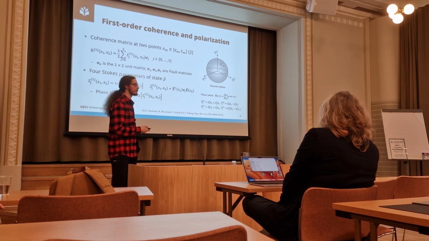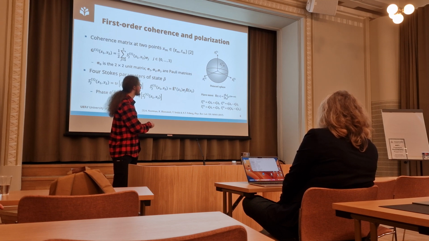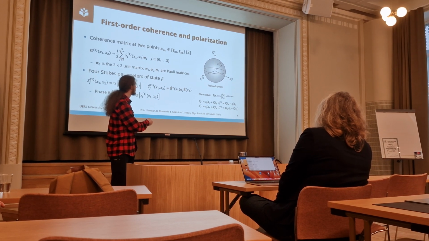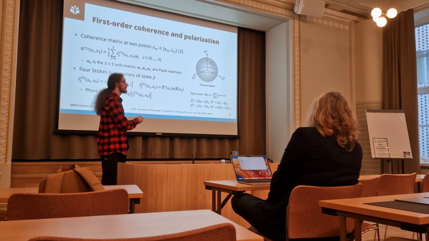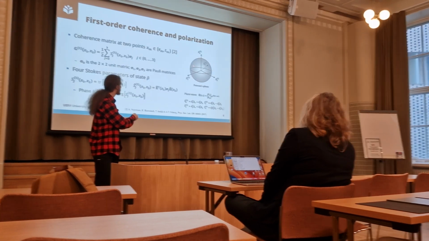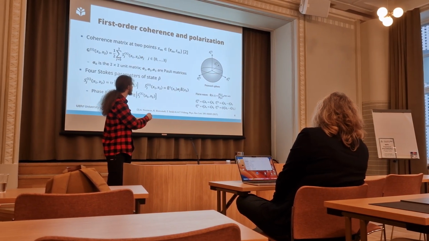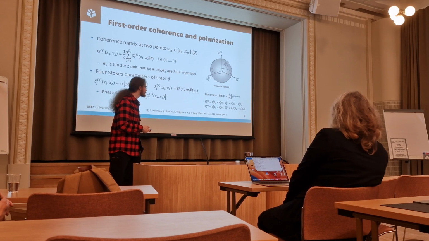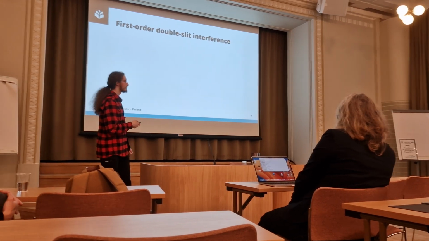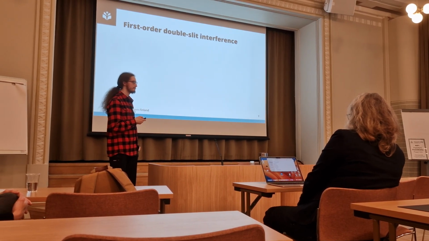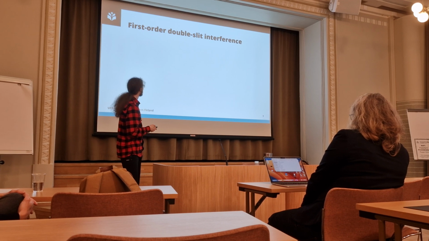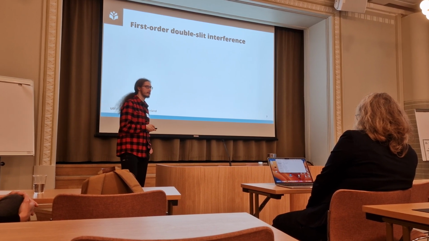And the polarization state of light, described by these 1-point Stokes parameters, can be shown on a Poincaré sphere. If the state is pure, then the polarization state is projected on the surface of the sphere, and if it's a mixed state, then inside it. And then we can use this Stokes formalism to describe the double-slit interference in the first order.